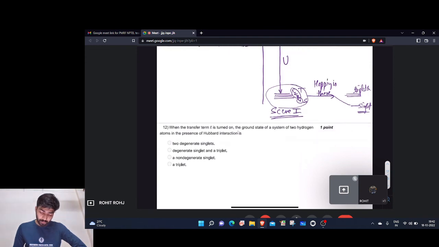So when the transfer term T is on, we have a non-degenerate singlet state as the ground state, because the singlet state becomes stabilized under hopping. So we have a non-degenerate singlet state as the ground state of the system.